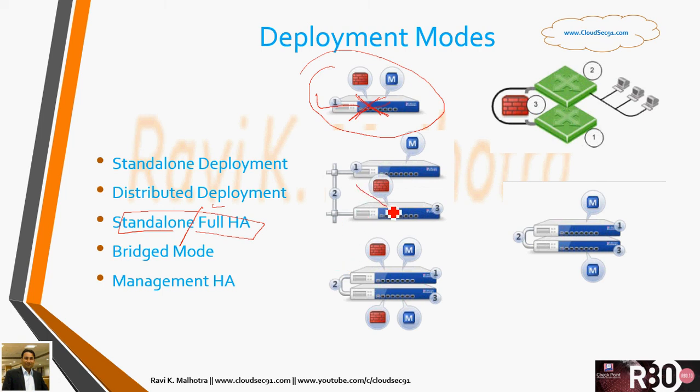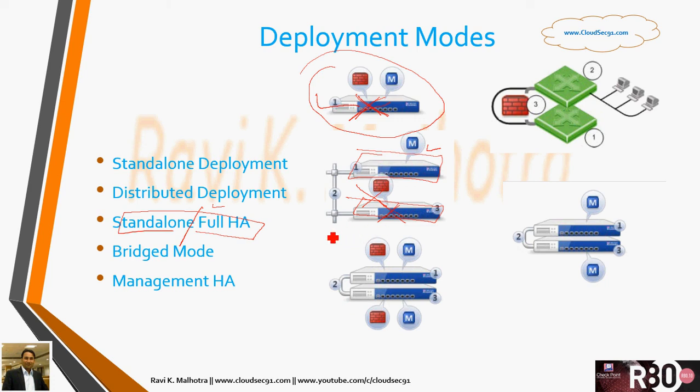Even in this case, what happens is that you have 2 appliances. One is the management. So when I say M is the management, this appliance is your dedicated management appliance. And this appliance is your dedicated firewall appliance. If anything happens to the firewall appliance, then it's a complete production outage, okay? Because HA was not planned over here.